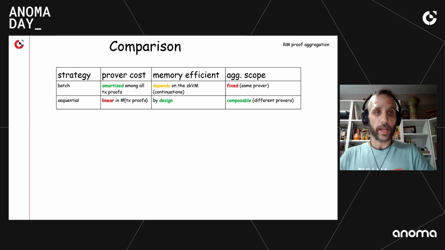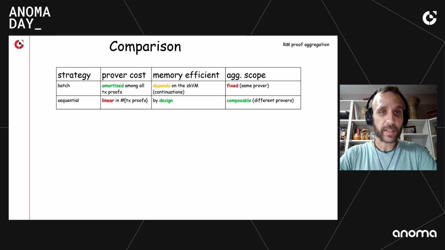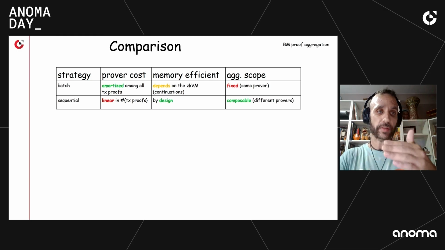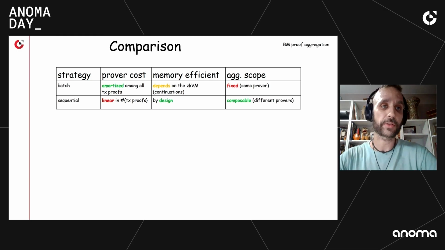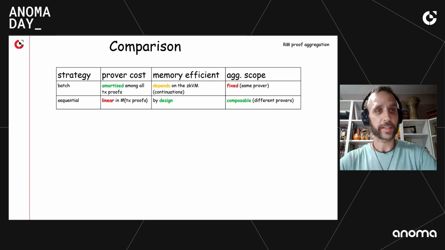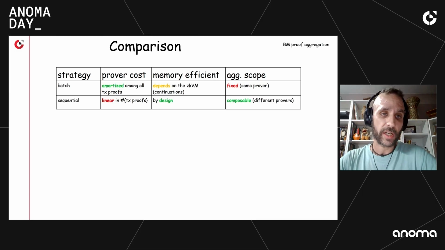To compare the two approaches, in the batch approach, the prover cost, of course, is amortized among all the transaction proofs. This is because we generate a single computational trace, and on it we generate the proof. But for the sequential approach, we generate as many proofs as base proofs the transaction has. So this is linear, which is not great.